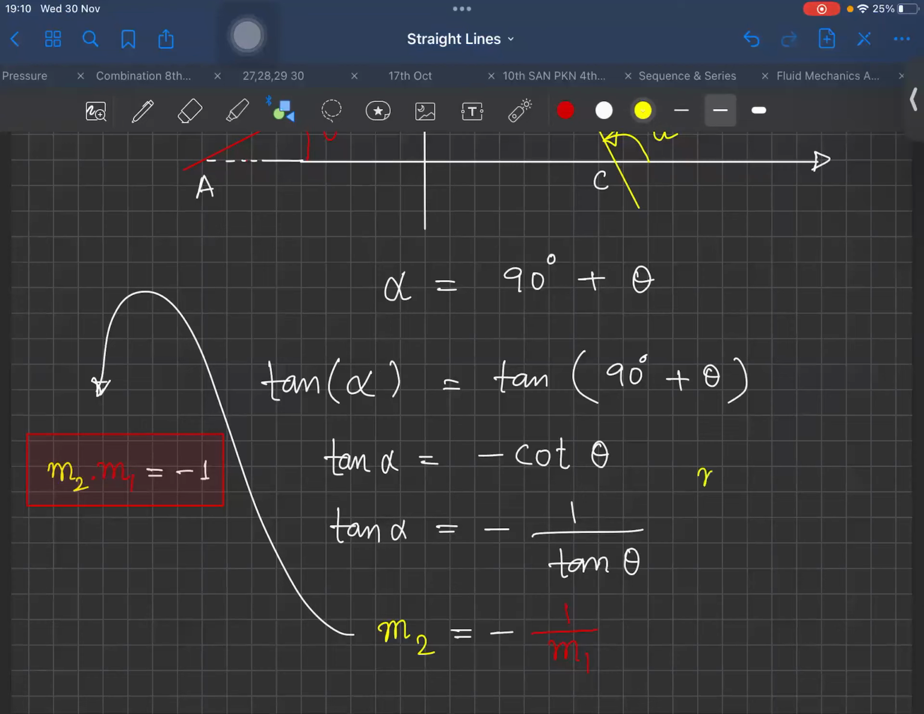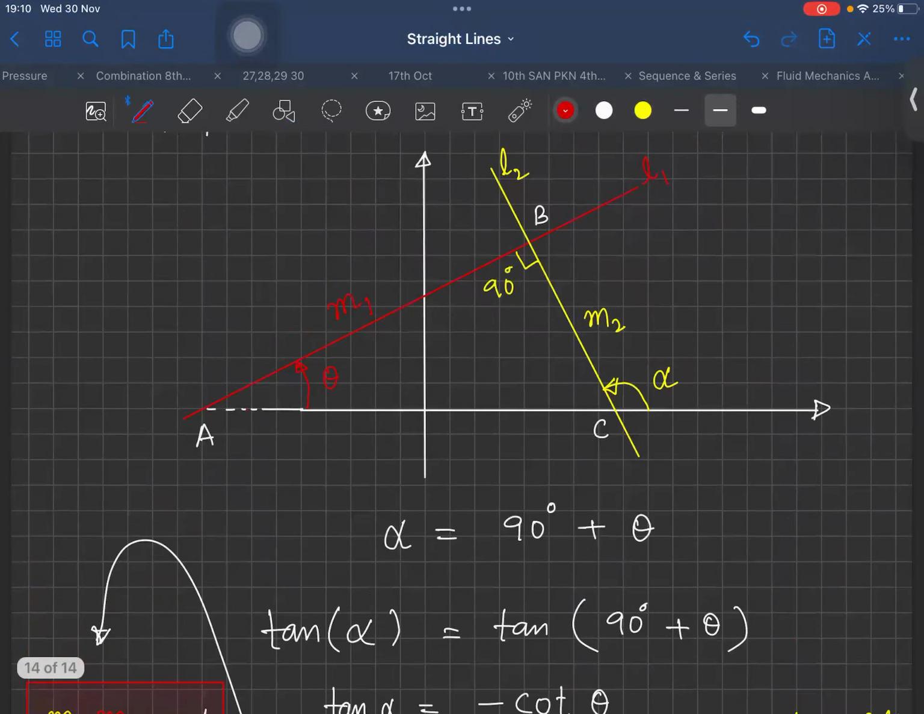Write down M2 is equal to slope of line L2. Write down M1 is equal to slope of line L1. Right? From this diagram we are writing L1 and L2. Is that okay?